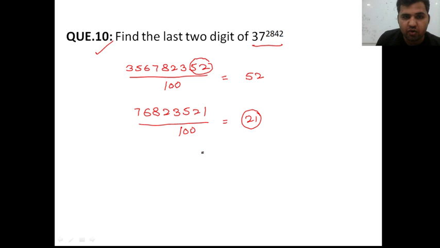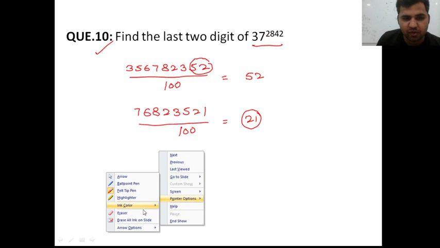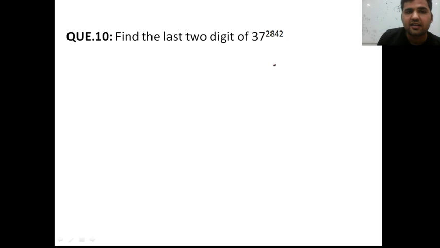So if you want to find out the last 2 digits, what you are supposed to do is just divide the number by 100 and find out the remainder. The remainder will be the same as the last 2 digits. So in this case, if you want to find out the last 2 digits of 37 power 2842, just divide it by 100 and find out the remainder. Whatever remainder you get will be the last 2 digits of this number. So our purpose is to find out the remainder when 37 power 2842 is divided by 100.